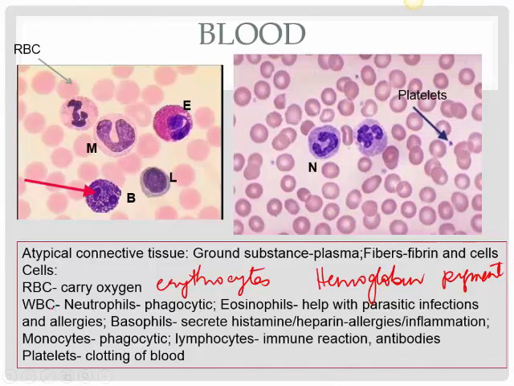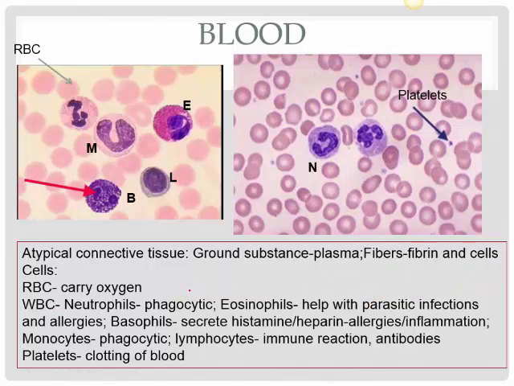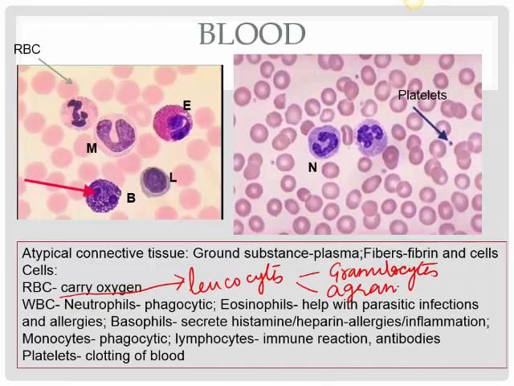The next group are white blood cells. White blood cells are collectively known as leukocytes. They are divided into two groups. One group with granules, known as granulocytes. Another group without granules, which are called agranulocytes.